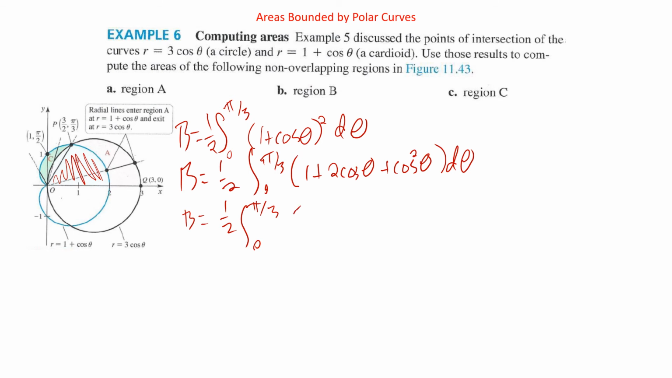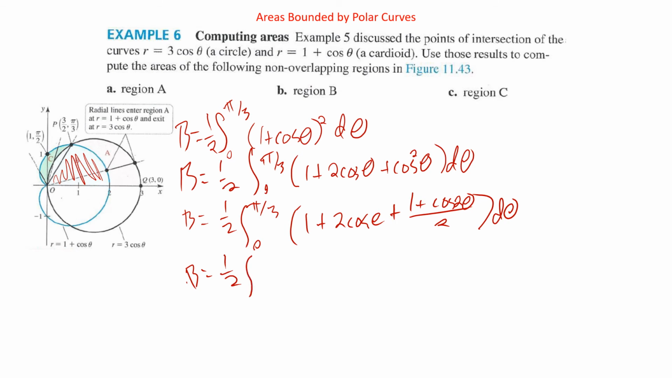So we have 1 plus 2 cosine theta plus (1 plus cosine of 2 theta) over 2, which can split up. The 1/2 can be added to the 1 to get, from 0 to pi over 3, 3/2 plus 2 cosine theta plus 1/2 cosine of 2 theta d theta.